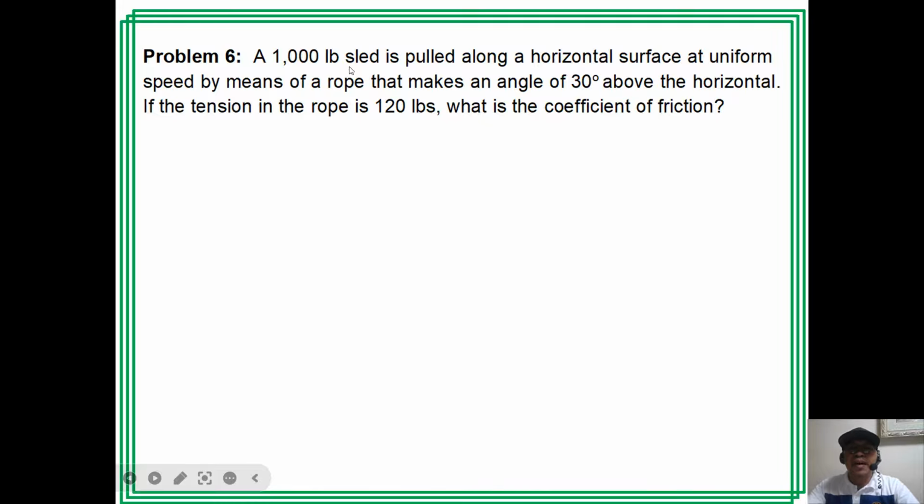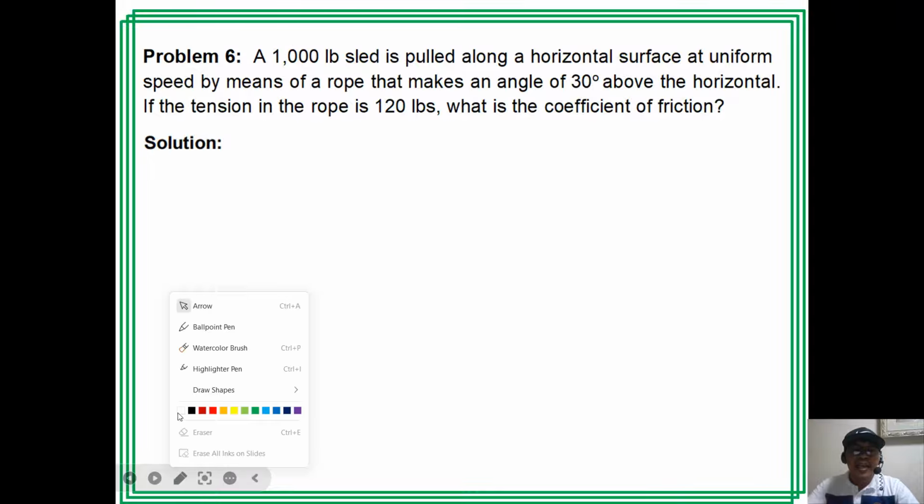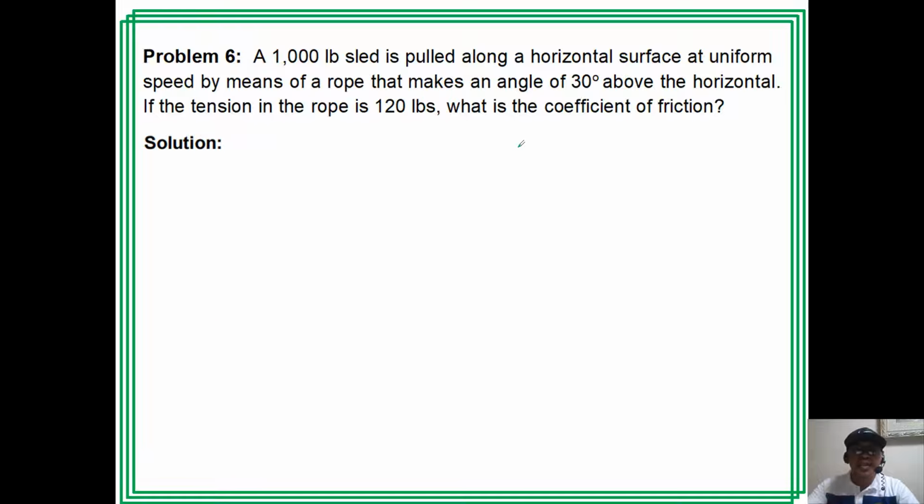A 1,000-pound sled is pulled along a horizontal surface at uniform speed by means of a rope that makes an angle of 30 degrees above the horizontal. If the tension in the rope is 120 pounds, what is the coefficient of friction? Okay, as you notice, our sled here is moving. But this is moving with uniform speed.